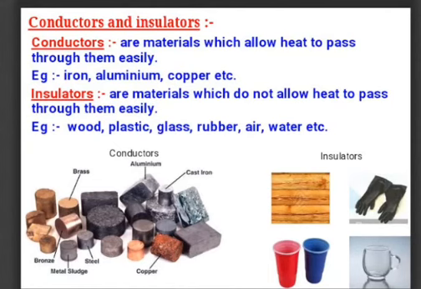In a question it may come like this: give the difference between conductors and insulators. So what will be your answer? Conductors are the materials which allow heat to pass through them easily, and examples of conductors are iron, aluminium, copper. Insulators are the materials which do not allow heat to pass through them, and examples of insulators are wood, plastic, glass, rubber, air, water, etc.